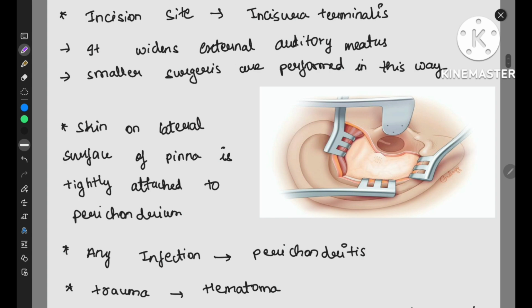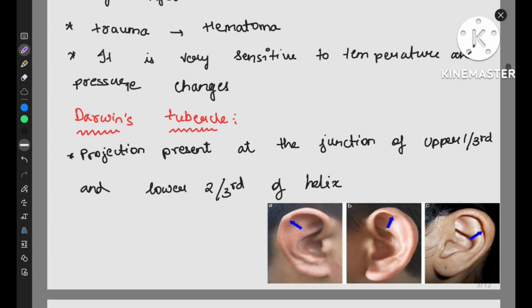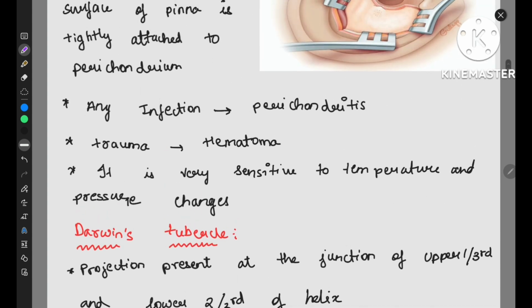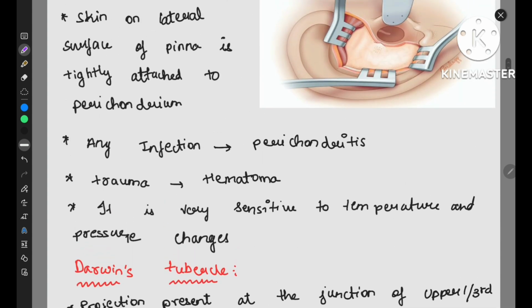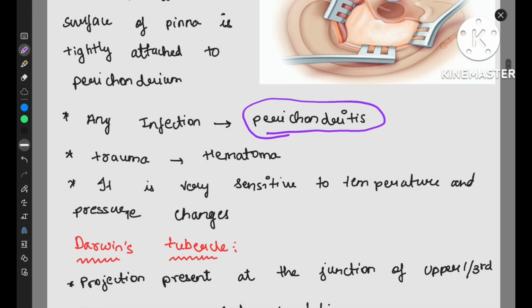Skin on the lateral surface of the pinna is tightly attached to the perichondrium. See this, this is the lateral surface of the pinna. It is attached to the perichondrium tightly. Any infection causes perichondritis. If there is any injury, it may cause infection and can cause perichondritis. Any trauma can cause hematoma.